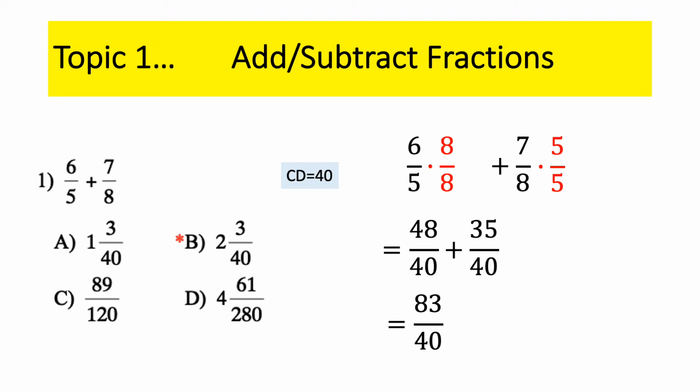So maybe if we convert 83 over 40 into a mixed number, we'll get the right answer. Okay, so 40 goes into 83 twice with 3 left over, so 2 and 3/40, and that's answer B.